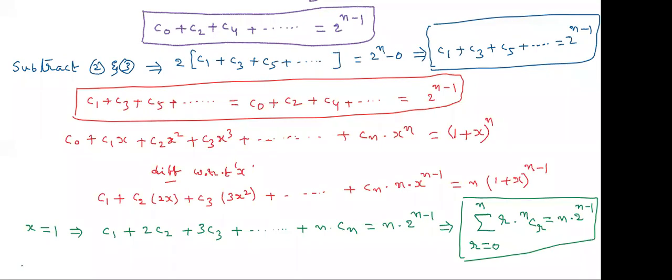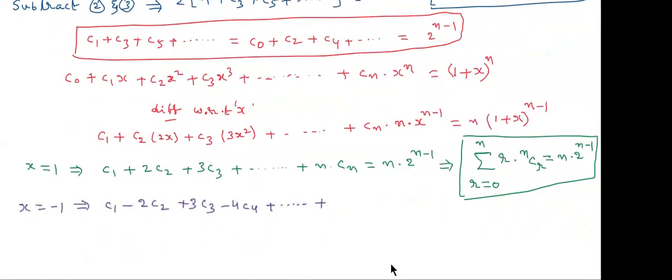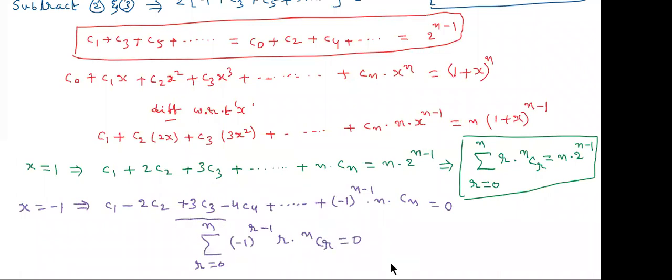This is the short form of this formula. Okay. Now put x is equal to minus 1. Then what happened? Tell me. If we take x is equal to minus 1, what do we get? C1 minus 2C2 plus 3C3 minus 4C4 plus and so on. Students, tell me, last term, what happened? Last term, that is (minus 1) whole power n minus 1 into n into Cn. And right hand side, observe that value should be 0. So this we can also write in short form. Sigma r is equal to 0 to n, (minus 1) whole power r minus 1, r into nCr. That value should be 0. This is a short form.